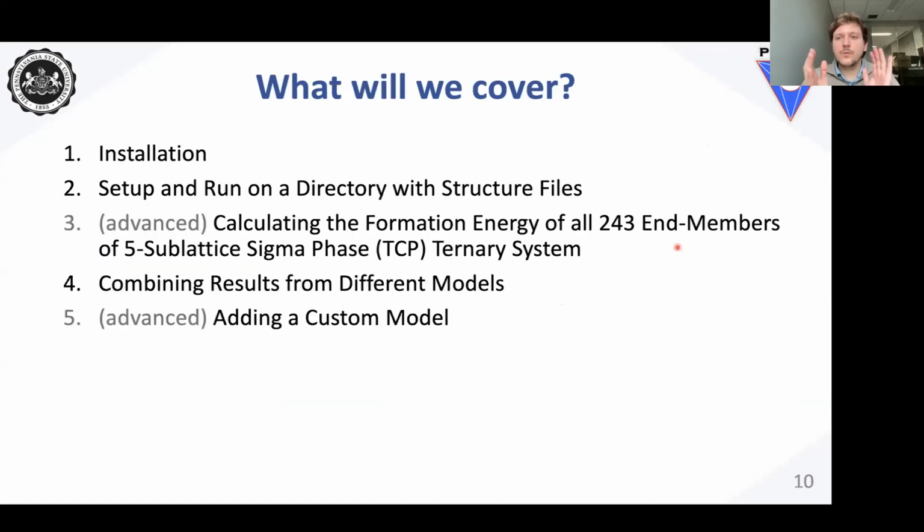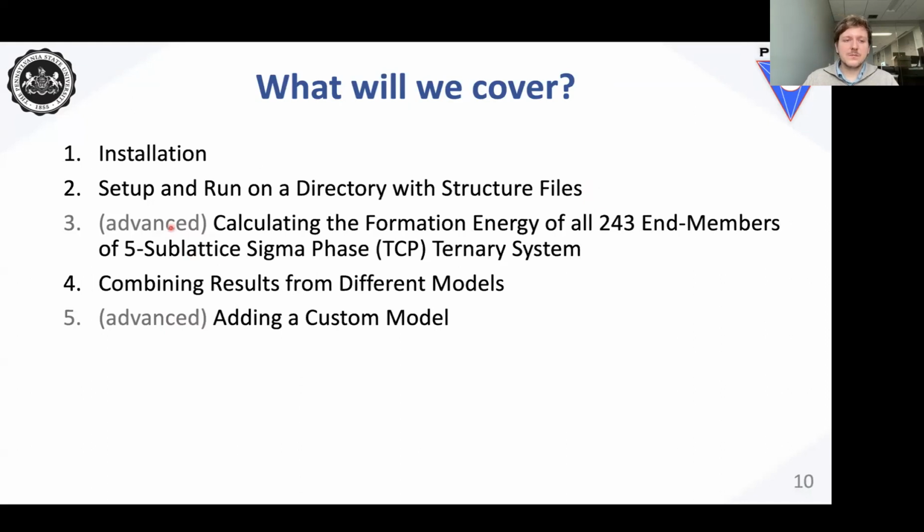Now, what will we cover? We are going to show how to install PySIPFENN. We are going to show how to do a very quick setup and run with a directory in which we have structure files. This is probably going to be most interesting to the majority of the users, because this is the way you can create a surrogate of a DFT calculation, which is going to tell you maybe not exactly what you should do, but it's going to be a very good guiding principle which you can run in just a couple of minutes.